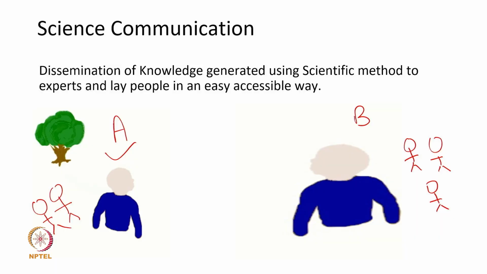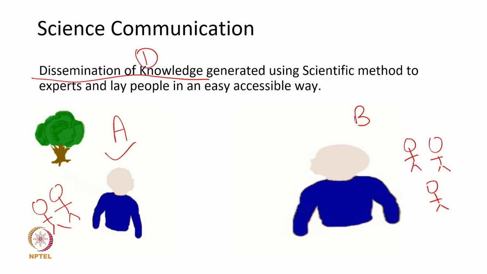Let us first define what science communication is. Science communication is the process of dissemination of knowledge generated using scientific methods to expert and lay people in an easy, accessible way. If we see this statement, it has four key parts: purpose, what, whom, how. Let us see each part in the statement. The first is the purpose of science communication, which is dissemination of knowledge.